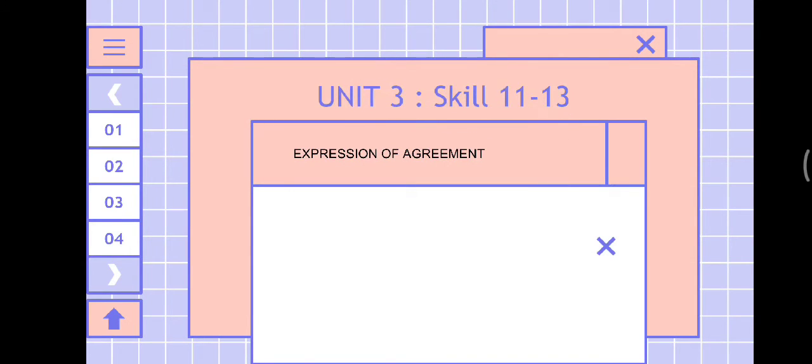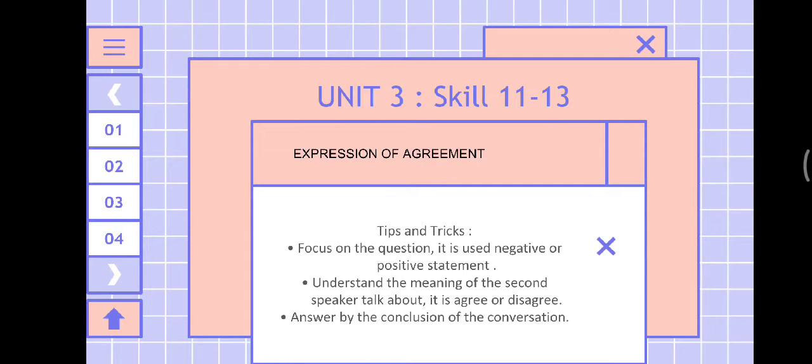And then Unit 3, Skill 11 until 13. Expression of agreement. Tips and tricks to answer expression of agreement. Focus on the question: is it using a negative or positive statement? And then understand what the second speaker talks about, whether it is agree or disagree. And the last one is to answer by the conclusion of the conversation.